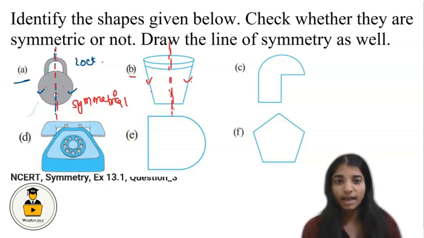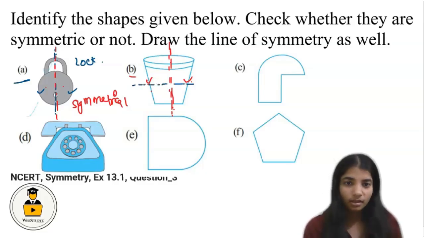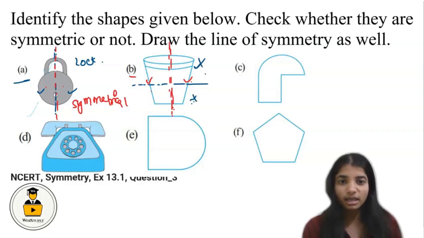It is a line of symmetry, because if we draw any other line, like if we draw the line in this way, the upper end is making some other shape and the lower end is making some other shape. So we can say that they are not symmetric. So the only line of symmetry is the line represented by red here. So this is the answer to part B.